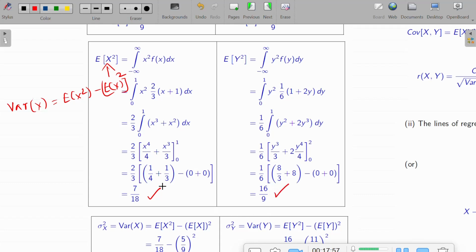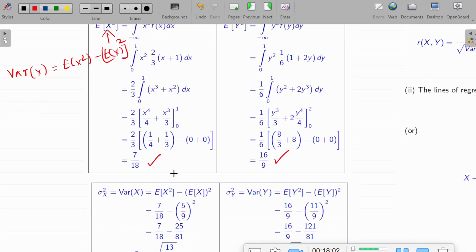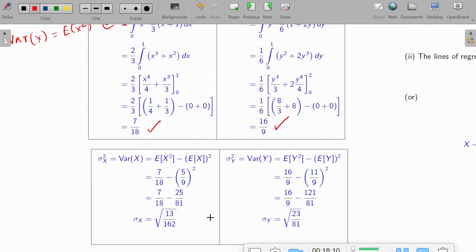And with these four, we'll be calculating the variance of your x and y, which, as I said, is expectation of x square minus expectation of x the whole square. So substituting here, we get sigma x square. We want only the standard deviation, so sigma x is equal to root of 13 by 162. Sigma y is the same scenario, same procedure, we'll have to find it. So we'll get it is square root of 23 by 18. So now I found my mean, variance and standard deviation.